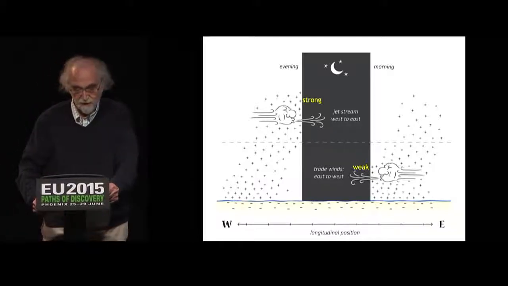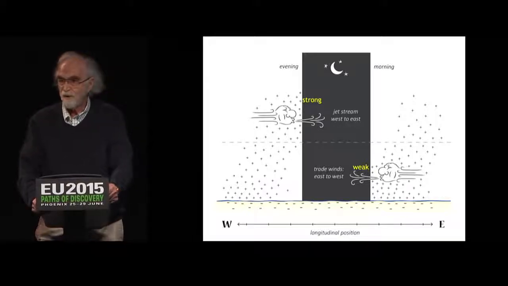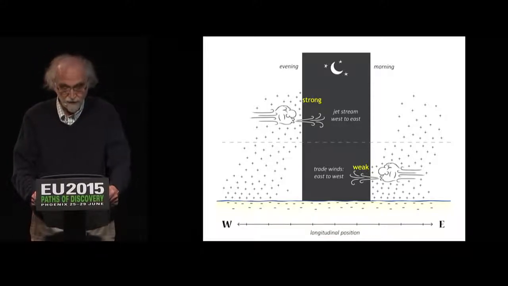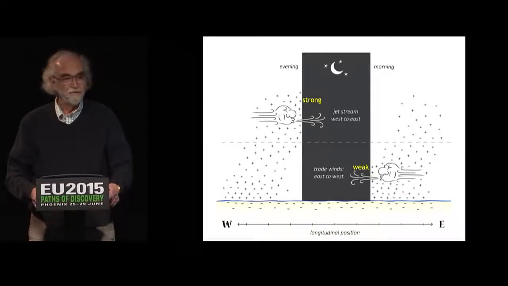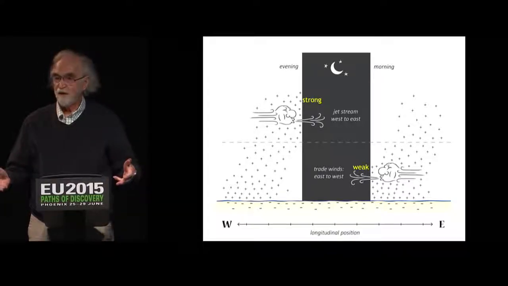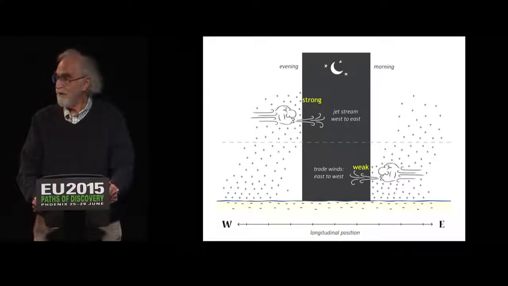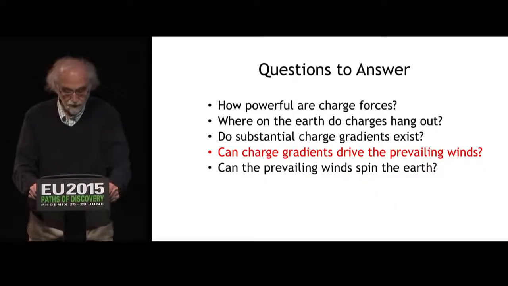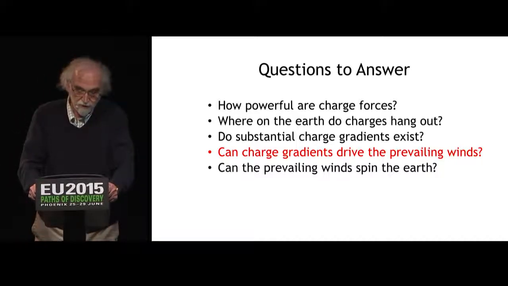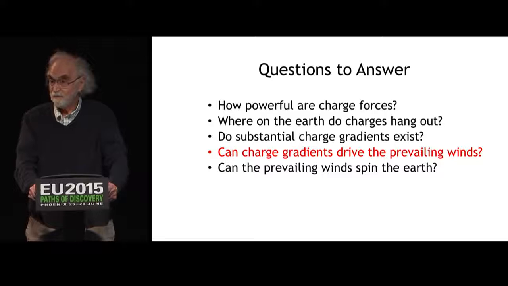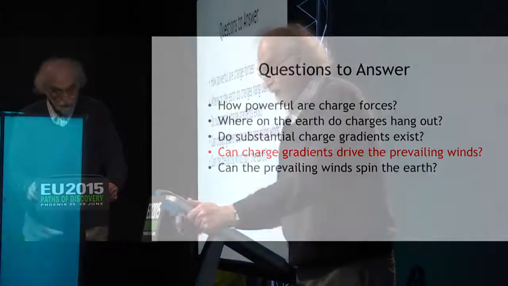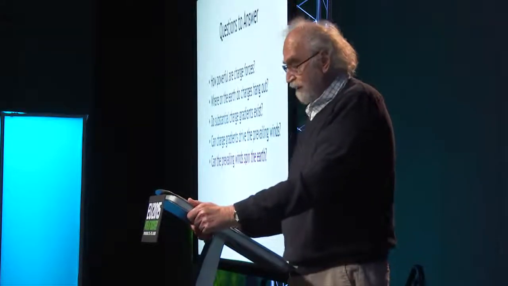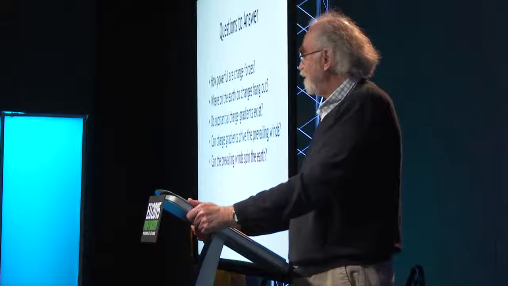So I think we can understand that this high westerly wind is going to be stronger than the low easterly wind because there are many, many more charges by mid-afternoon to late afternoon. So I think those two gradients, the morning gradient and the evening gradient, could perhaps adequately explain why we have trade winds and jet stream. So the question was, can charge gradients drive the prevailing wind? And I've shown you some evidence, suggestions that maybe that could be the case. Okay, now, can the prevailing wind spin the Earth?